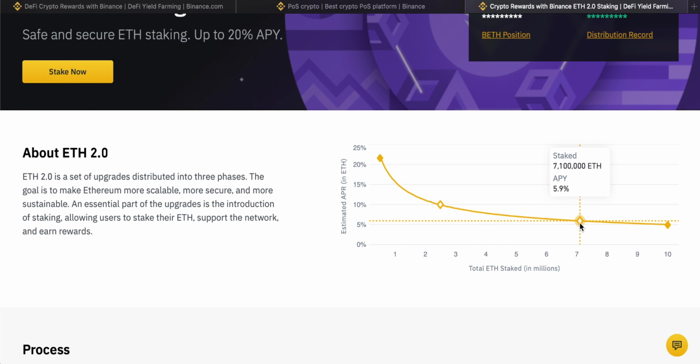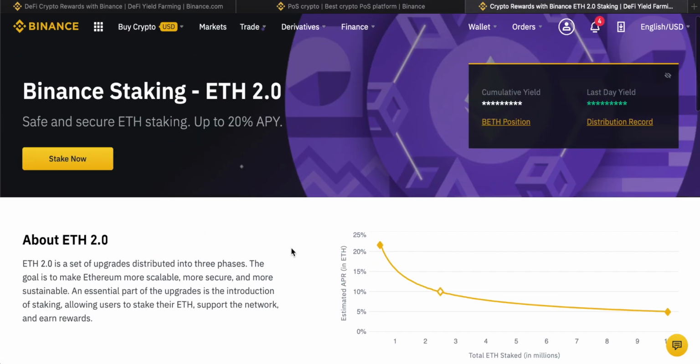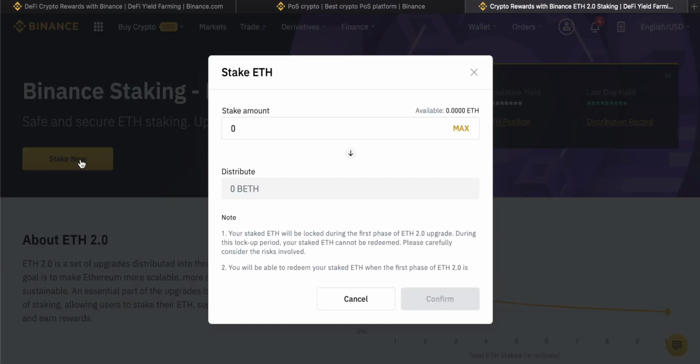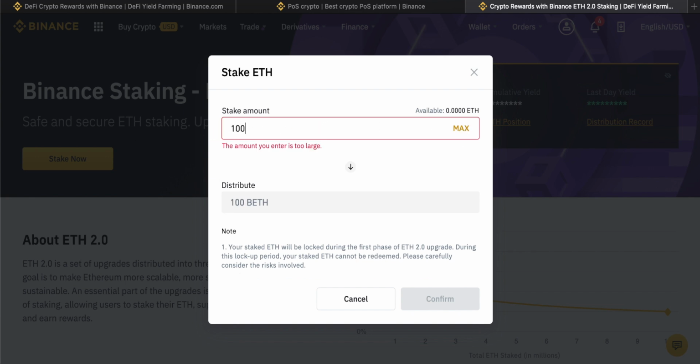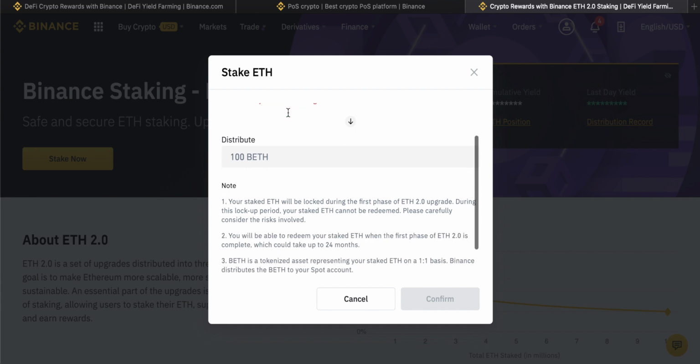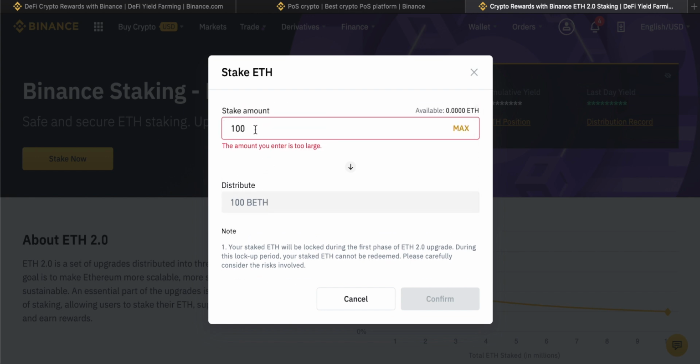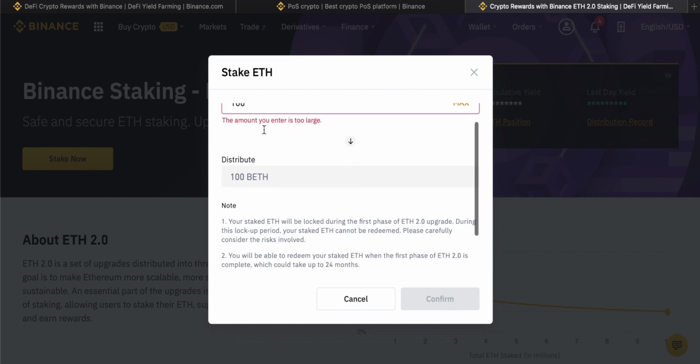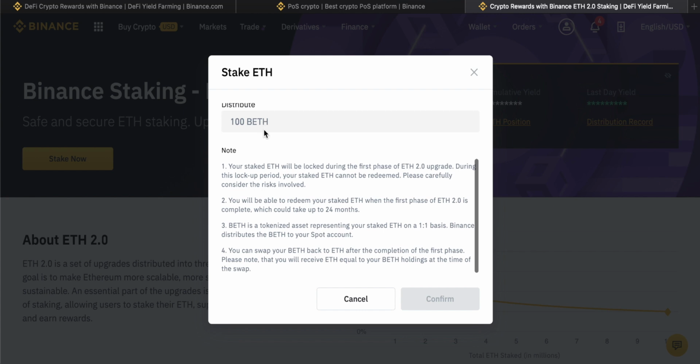But other than that, a lot of people are staking Ethereum coins. You can go through and stake now. So we're going to come to this. And if you have some Ethereum on account, you can go and press max, or you can just enter an amount on here. You can see that once you stake your Ethereum coins, it will distribute to you 100 BETH because it is a 1-for-1 ratio. So however many Ethereum coins you stake, it will distribute those for you. You can then just go through and confirm, and it's as simple as that.